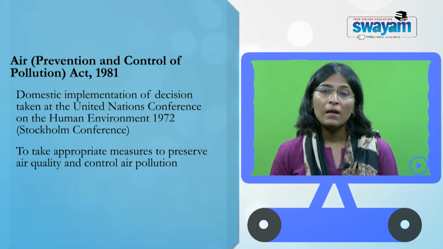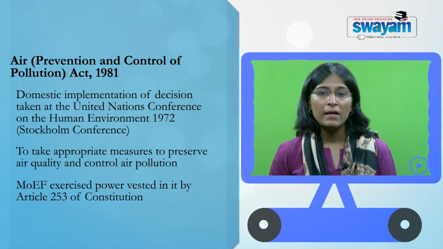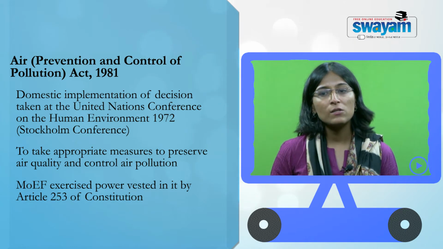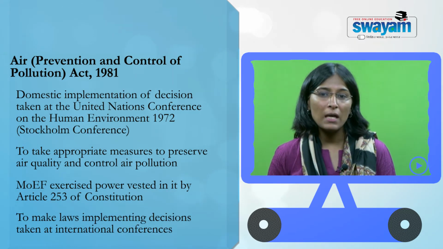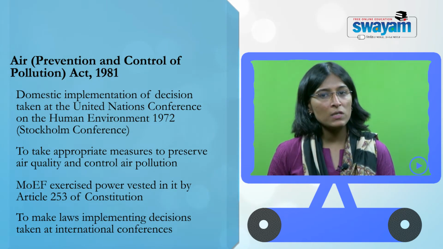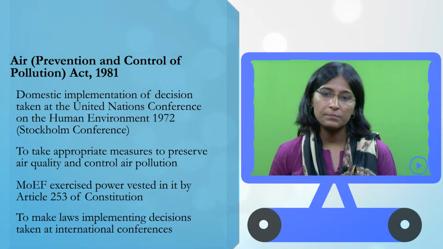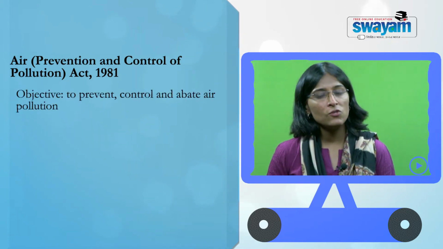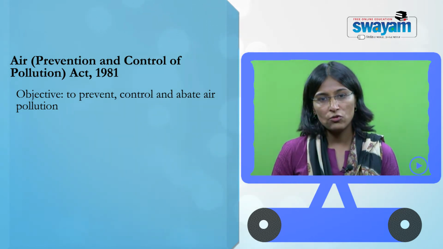Now, the Ministry of Environment and Forests at the central government level exercised its power vested in it by Article 253 of the Constitution in order to make this law implementing a decision which was taken at an international conference, namely the Stockholm Conference. The primary objective of the Air Act is to prevent, control and abate air pollution.